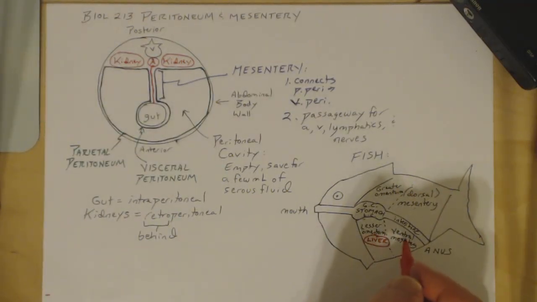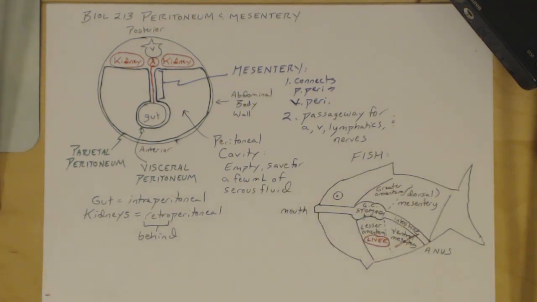So what happens to the ventral mesentery? The ventral mesentery in us, it disappears. It regresses.